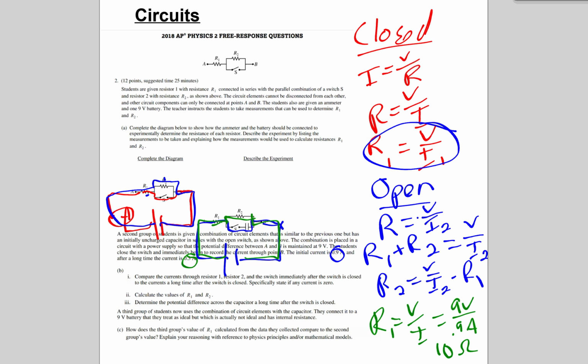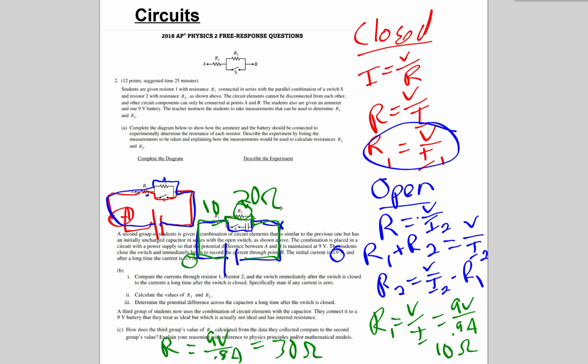All right, determine the value of R2. So after it's been on a long time, our total resistance is 9 volts over 0.3 amps. So that's going to be 30 ohms. And we know this guy's 10. So what does this guy have to be? It's 20 ohms, because that's to add up to 30.